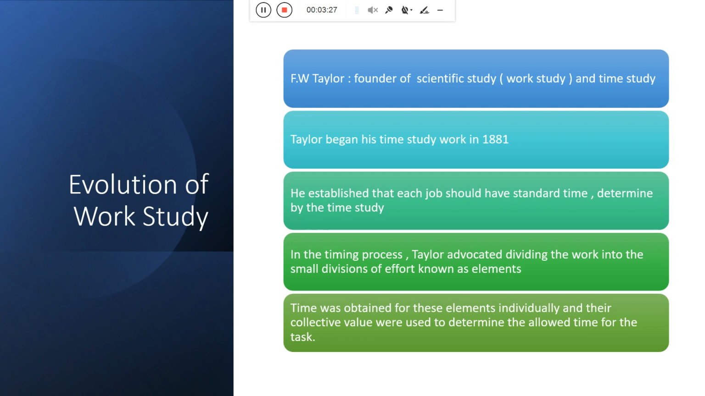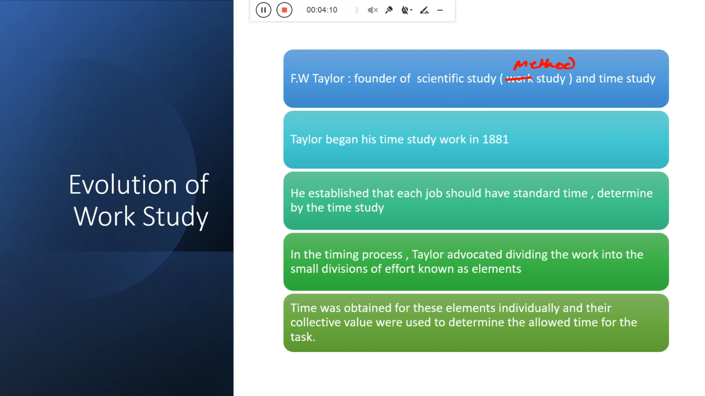Now let's see how work study actually evolved. We know F.W. Taylor is known as the father of industrial engineering. F.W. Taylor is the founder of scientific study, which you can say is the method study and the time study. In work study there are two parts, the method study and the time study.